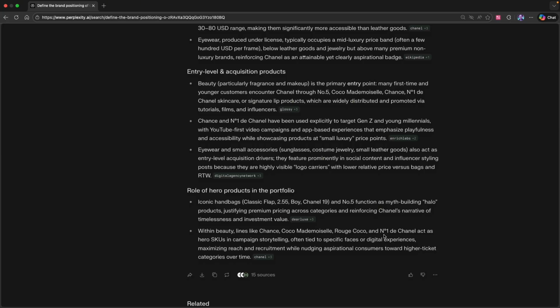So to summarize Chanel's product portfolio, the iconic handbags are the myth builders. They justify the high price. The beauty products are the cash cows and the consumer acquisition tools. Your social media plan needs to sell the dream with the bags, so people come in to buy the souvenir, the lipstick. That is the ecosystem.